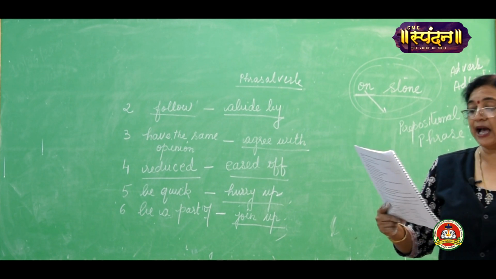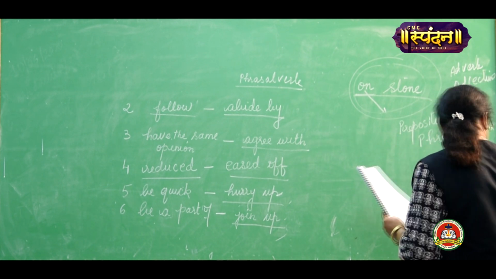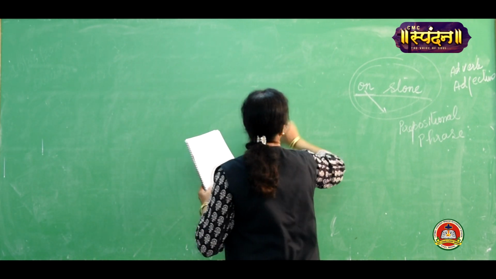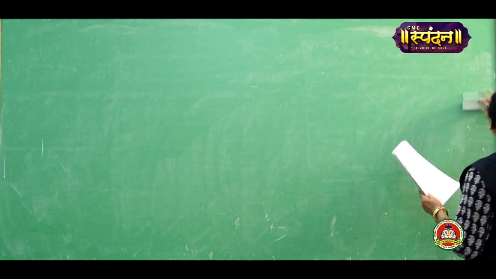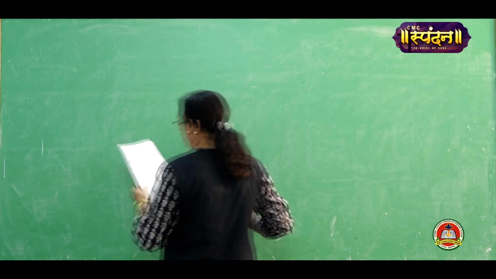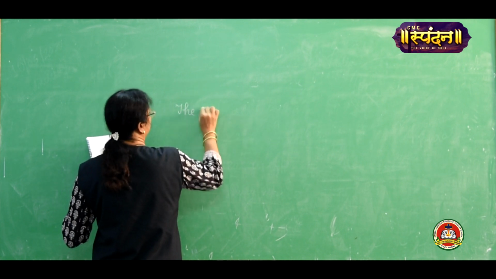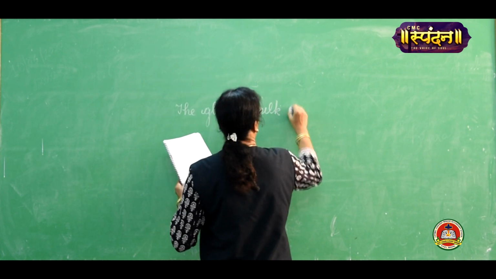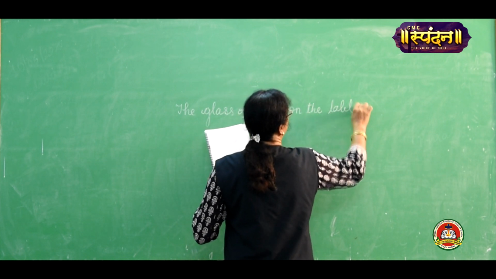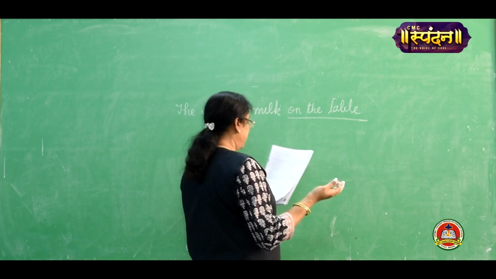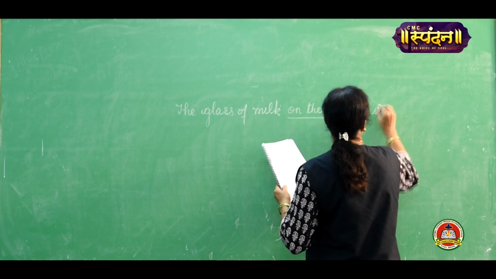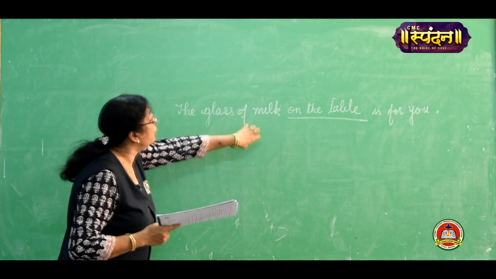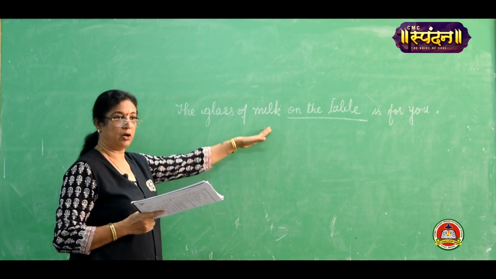So I will just read out: the glass of milk on the table is for you. Now what you have to do is look into the sentence very carefully. I will underline the words that are highlighted and show you how you are going to ask a question and how you will come to know whether it is an adjective or an adverb. The first one is given, the glass of milk on the table. In this, the phrase is on the table, because it does not have a verb. So, a glass of milk on the table is for you. Now if I ask the question, which one is on the table? The glass of milk on the table, which one?